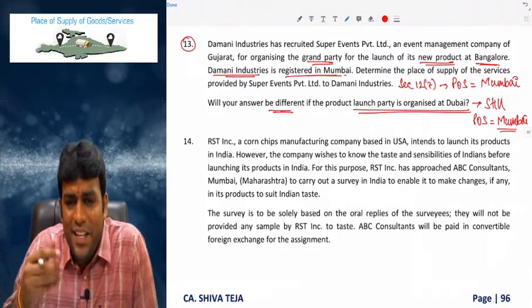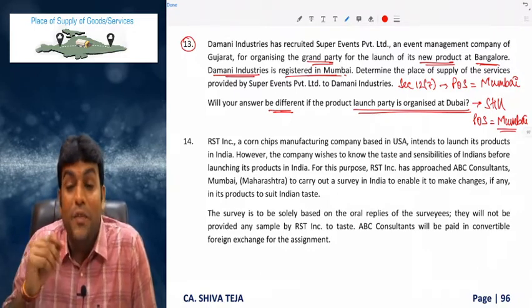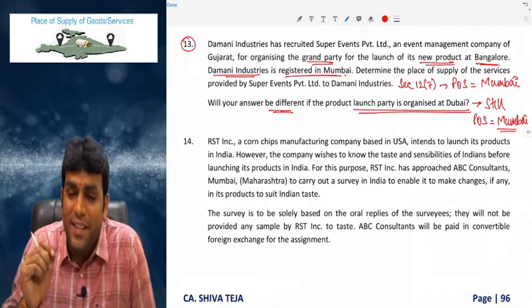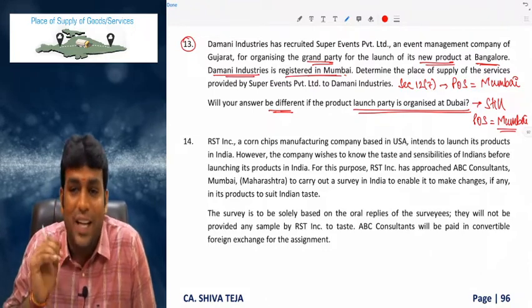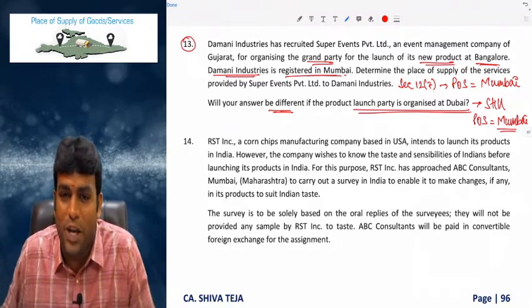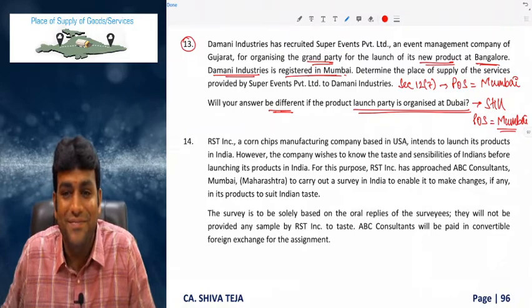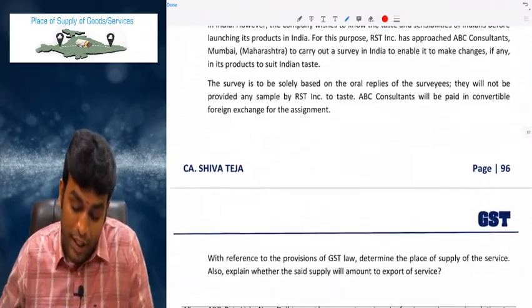If the receiver is an unregistered person only, we have a different point. As told in 12.7, if the receiver is an unregistered person, then place of supply will be the place where the event is actually held. And if the event is held outside India, then place of supply is the location of the recipient. Clear? Good. The 14th one requires some knowledge.